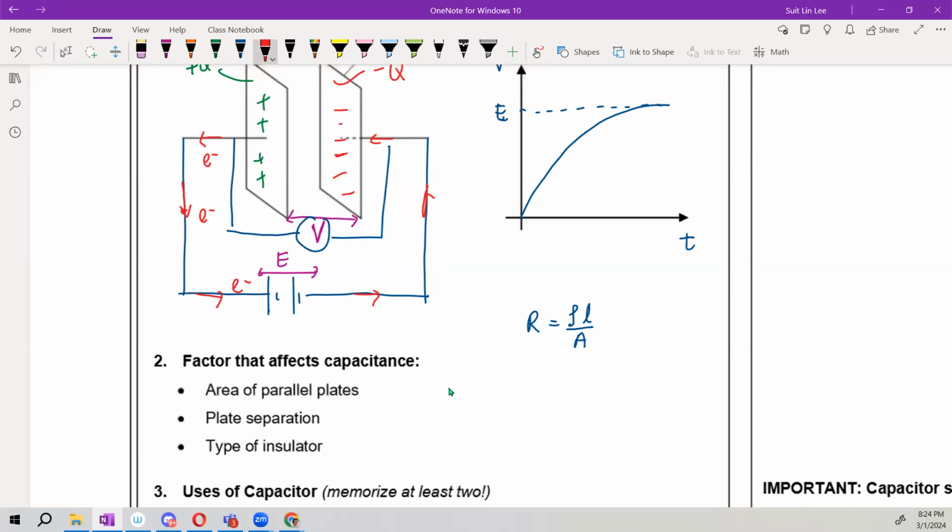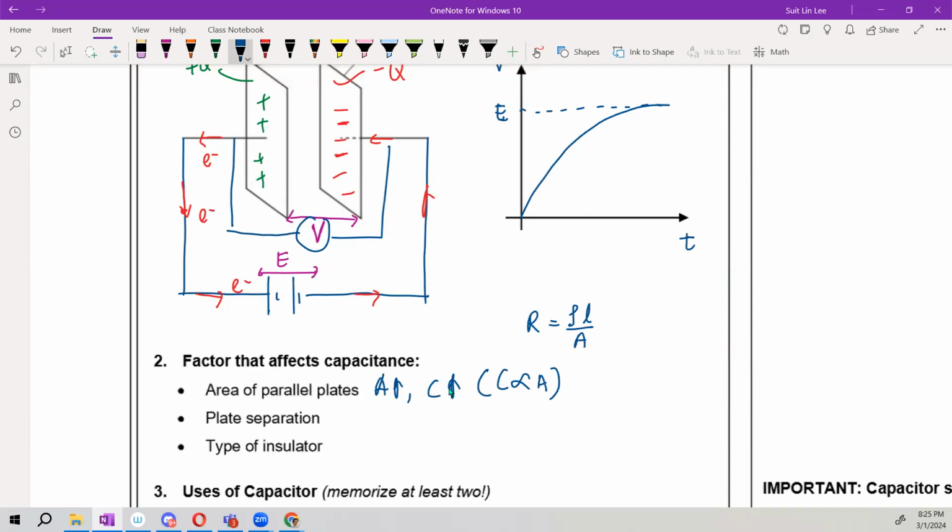Because every electron that I add to this plate means that I need to push away all the other electrons to make space for it. So when area increases, it is easier to store charge. Capacitance increases. If you want the equation, C is directly proportional to area.